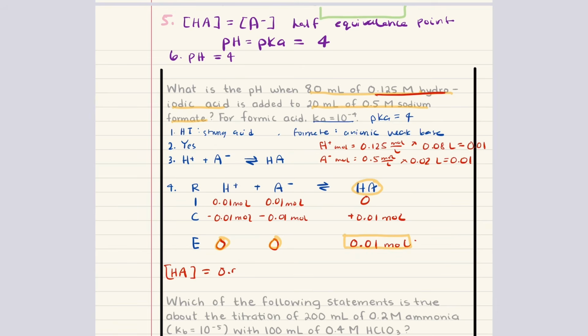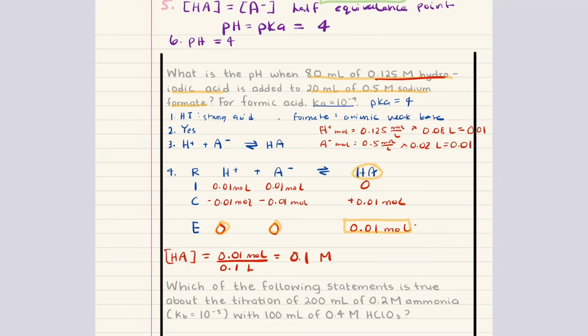The total volume after mixing is going to be 0.08 plus 0.02 liters. That gives us a total of 0.1 liters. So the resulting formic acid concentration is going to be 0.01 moles divided by 0.1 liters. That is equal to 0.1 molar. Step 5. We've got to identify the solution and choose the follow-up calculations. So at this point, the beaker only contains a weak acid. So we're going to treat this as a weak acid solution.